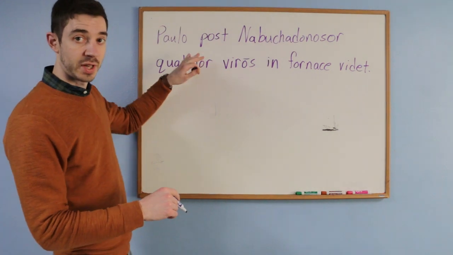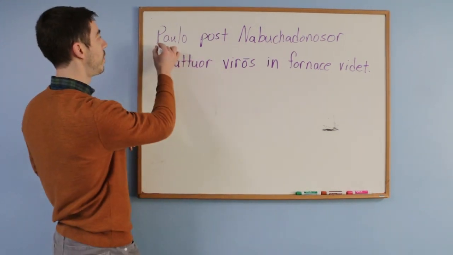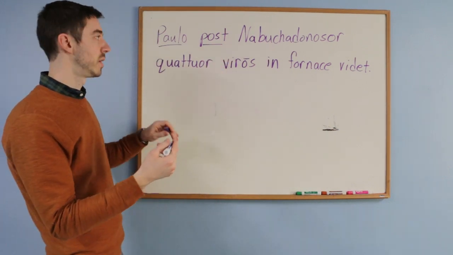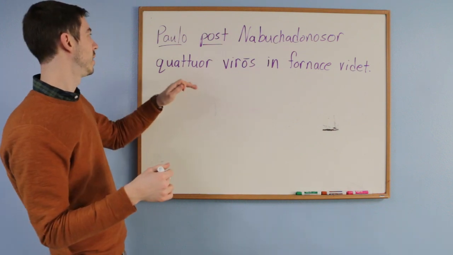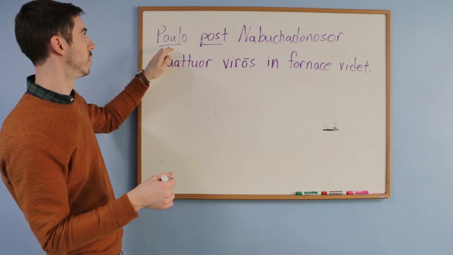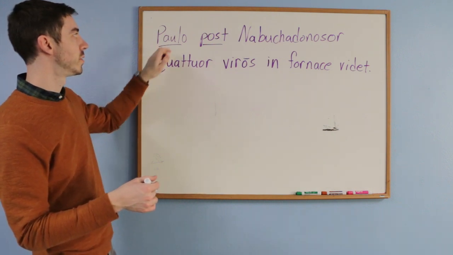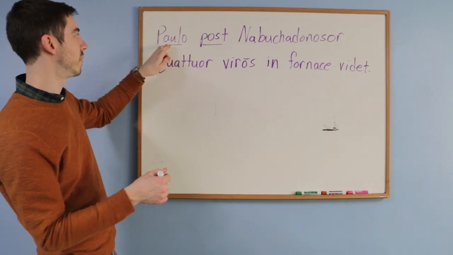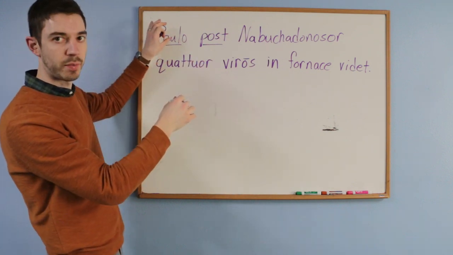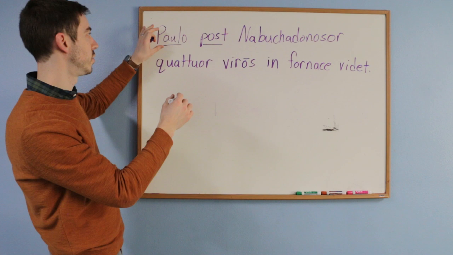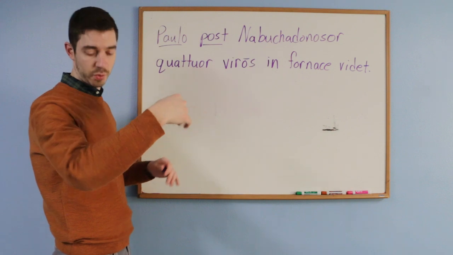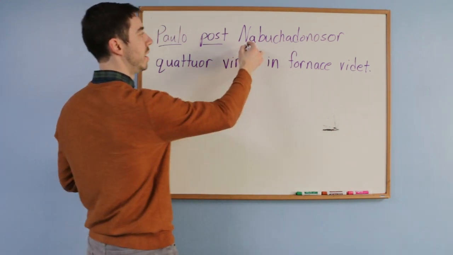All right. So here's our third sentence. We'll find out what happens. So paulo post. So remember, post plus accusative means after or behind. So this isn't actually an accusative, paulo, but paulo post just means, remember paulo is from paulus, paula, paulum, so it just means a little. So a little after, they throw them in the furnace and the servants get killed.